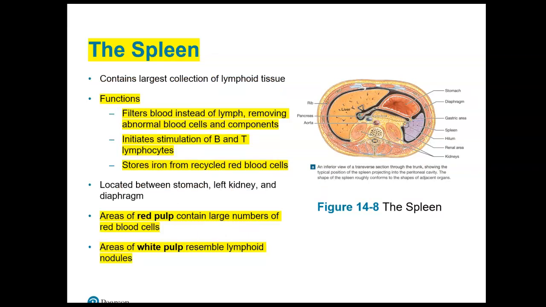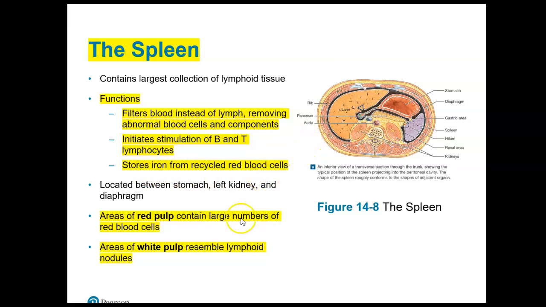The spleen functions in filtering blood instead of lymph. So the lymph nodes filter lymph, and the spleen filters blood. What it does is remove the abnormal blood cells, and the old ones that are worn out need to be recycled. And it also initiates the stimulation of B and T lymphocytes and stores iron from recycled red blood cells.